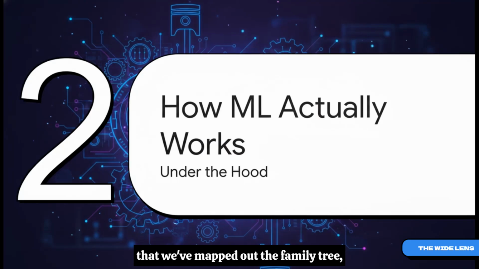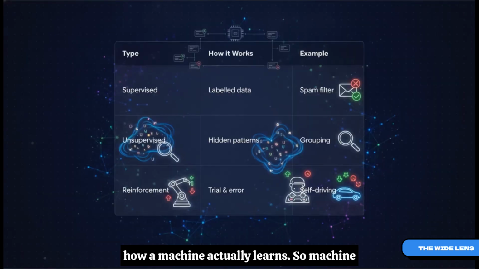Now that we've mapped out the family tree, let's jump to section 2, how machine learning actually works. We're going to shift from definitions to the actual mechanics and peek under the hood to see how a machine actually learns. So machine learning generally breaks down into 3 main types. First is supervised learning. This is where the machine learns from labeled data. That means you give it the input and the correct answer, like teaching that spam filter we talked about.